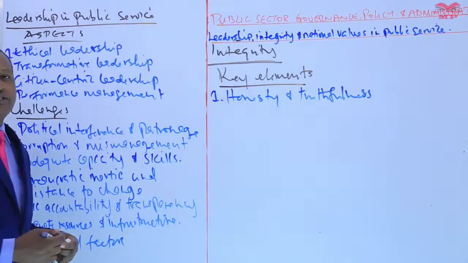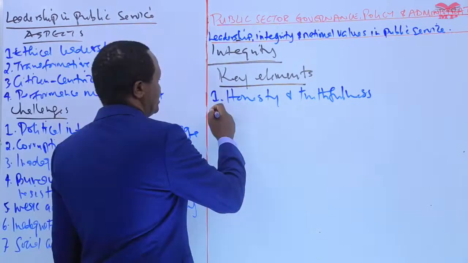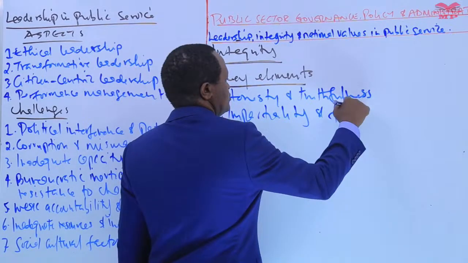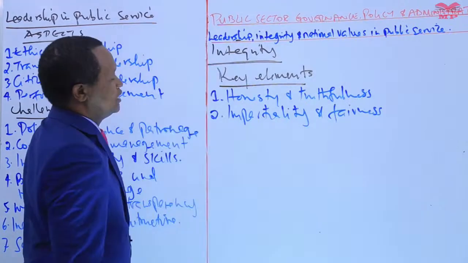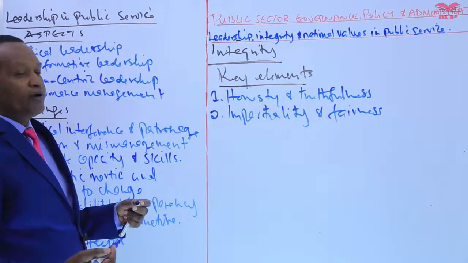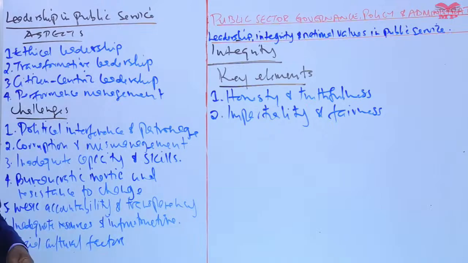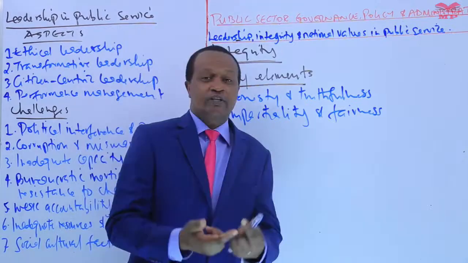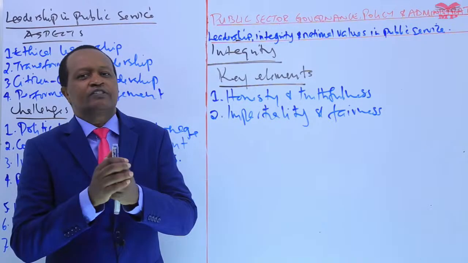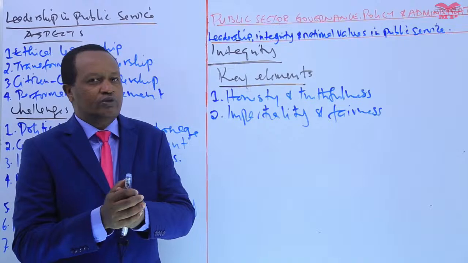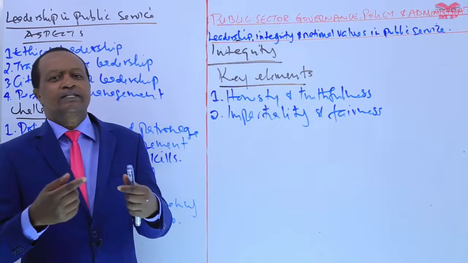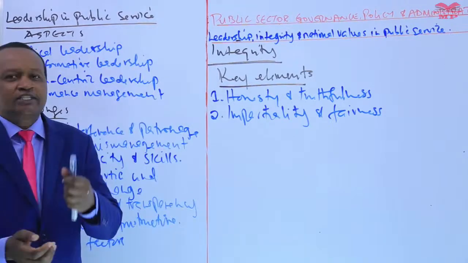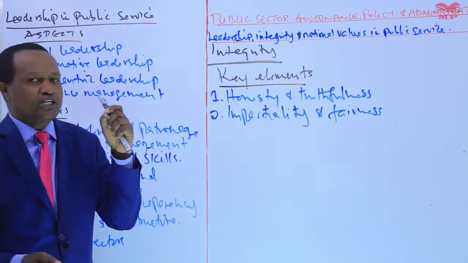The second key element is impartiality and fairness, being impartial, being fair. Public servants must treat all individuals equally and fairly, without discrimination, without favoritism, based on their face value. They should not treat people based on ethnicity, gender, religion or other personal attributes. And decisions should be based on merit and in accordance with the law.